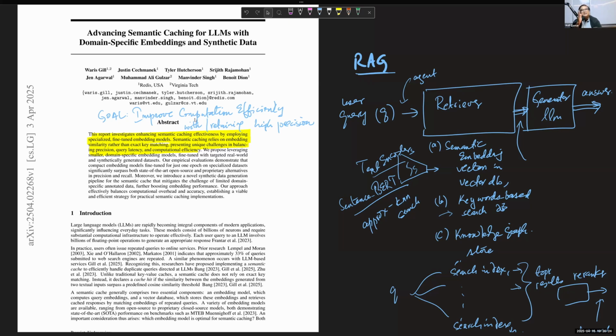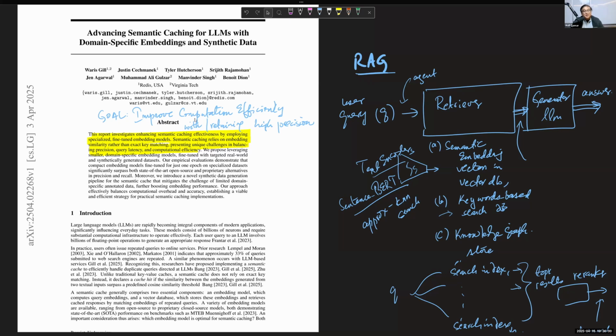Be able to tell the nuances between questions apart, to know when a question is a paraphrasing of a prior question, and when a question is actually subtly different from a prior question. Right? And that is the game you want to play. And their main thesis is, you can play that game effectively with a small fine-tuned model. That's what they're saying. So we propose leveraging, I'll repeat it, we propose leveraging smaller domain-specific embedding models, fine-tuned with targeted real-world and synthetically generated data.